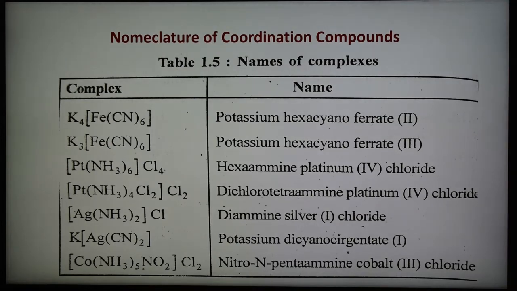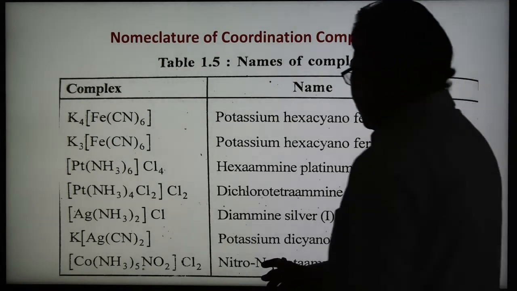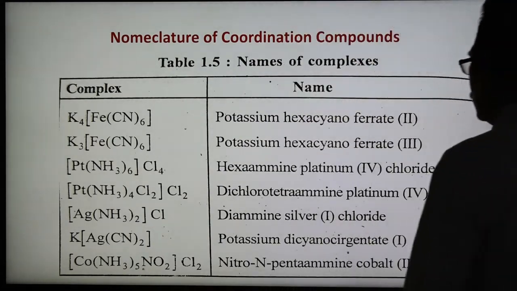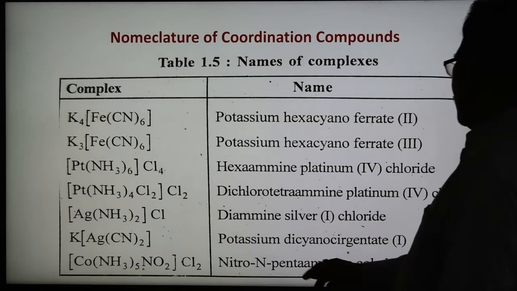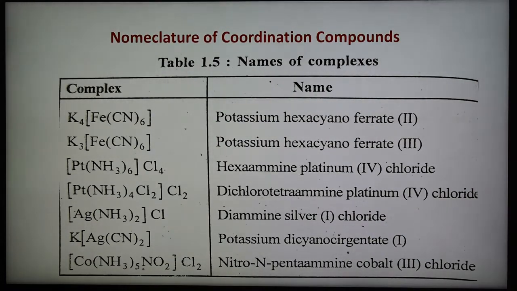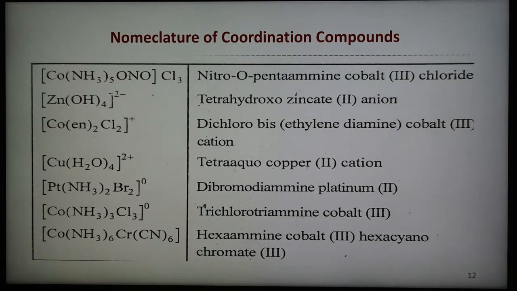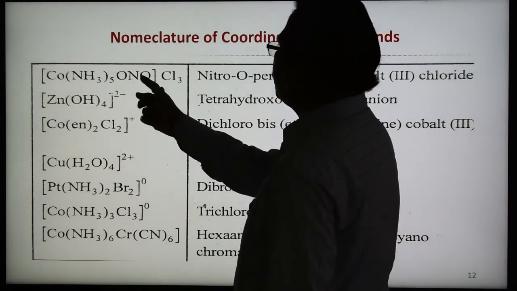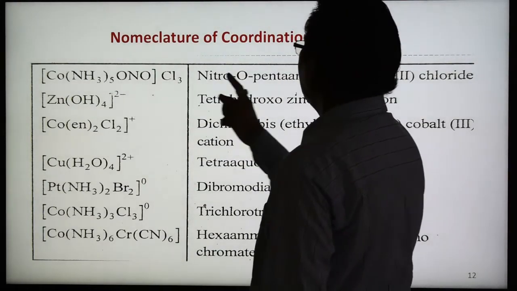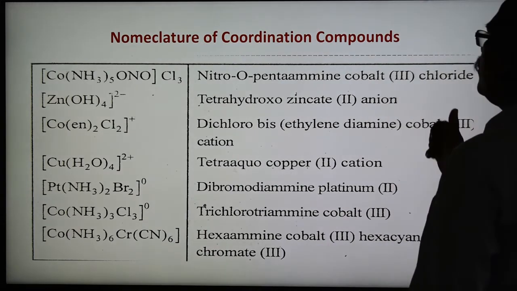Next, [Co(NH3)5NO2]Cl2. So write first nitro here in this way. This N indicates the bonding is through the nitrogen, not through the oxygen. Therefore write the name nitro N pentaamine cobalt 3 chloride, because cobalt is part of the positive ion. In this way, another example is there. In this case nitro O, because here the bonding is through oxygen, pentaamine cobalt 3 chloride.